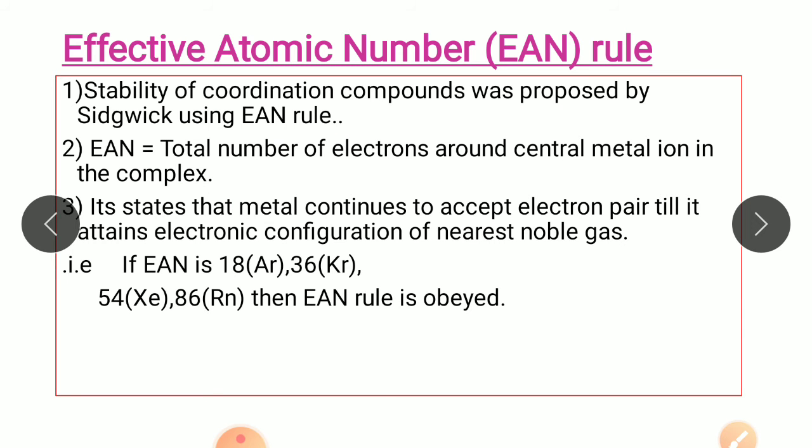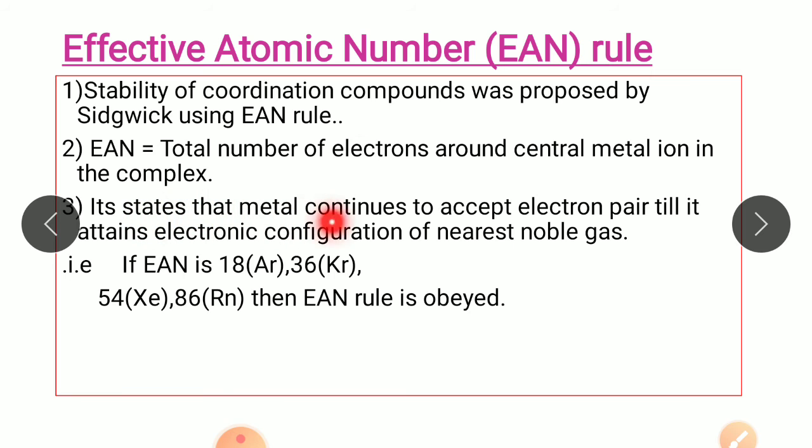Moving to the next topic, that is the effective atomic number rule. Now the stability of the coordination complexes was proposed by the scientist Sidgwick. He proposed an empirical rule which was known as the effective atomic number rule, that is the EAN rule. This rule states that EAN is nothing but the total number of electrons around a central metal ion in the complex. So basically the EAN rule gives the number of electrons surrounding the central metal atom in the complex.